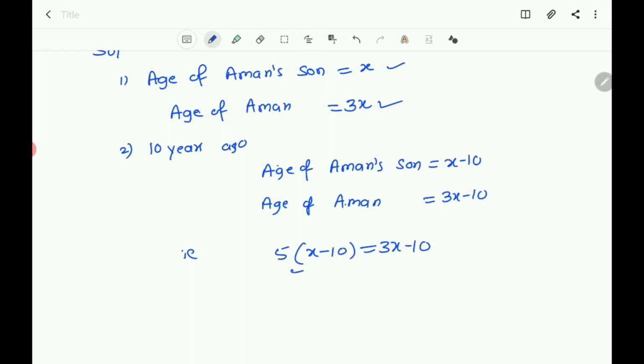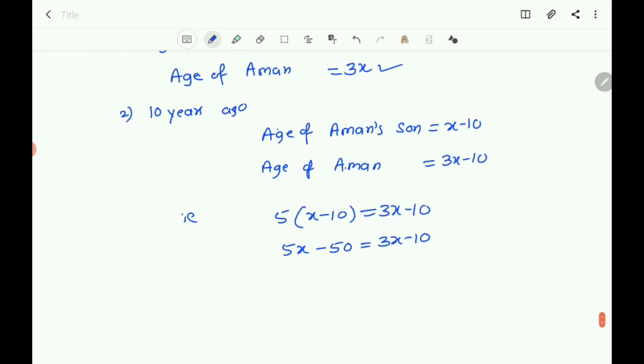Now you multiply x minus 10 by 5. It becomes 5 into x, 5x, minus 5 into 10, which is minus 50. That equals 3x minus 10. Now you transpose 3x to the LHS and minus 50 to the RHS. It becomes 5x minus 3x equals, minus 50 becomes plus 50, 50 minus 10.